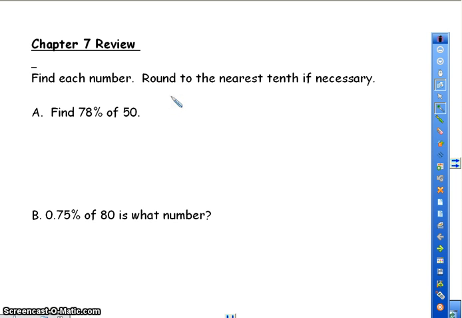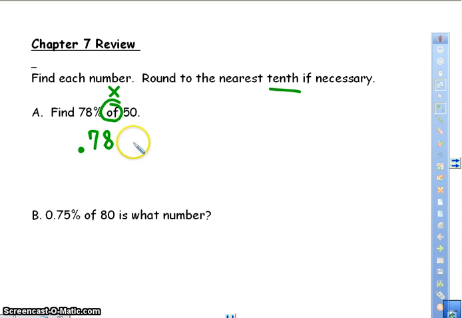So, first thing we did in this chapter was to find percent of a number. So we're going to find each number, round to the nearest tenth if necessary. Remember, when you're finding percent of a number, you're going to multiply. So 78% of 50, the first thing you're going to do is change your percent to a decimal. So 78 hundredths times 50. Okay, we're going to plug that into our calculator. 0.78 times 50 is 39 exactly. So 78% of 50 is 39.